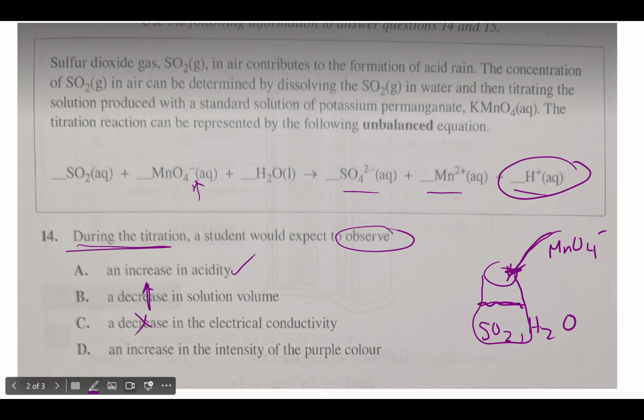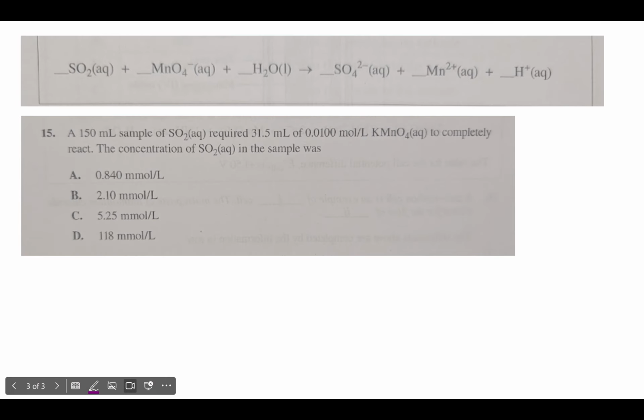And the last one, an increase in the intensity of the purple color. Well, we do know that that permanganate is a very, very dark purple. As you're adding it in, it's going to disappear during the titration. It's not until the titration is done that that purple color would now start to change the color of our solution. So our answer for this first one is A.